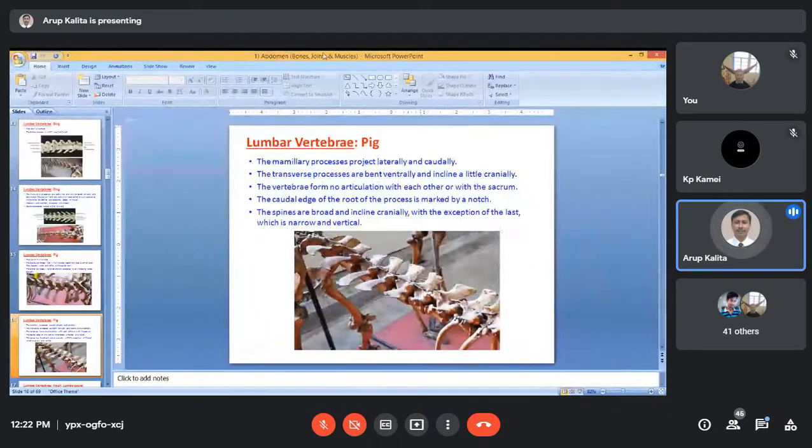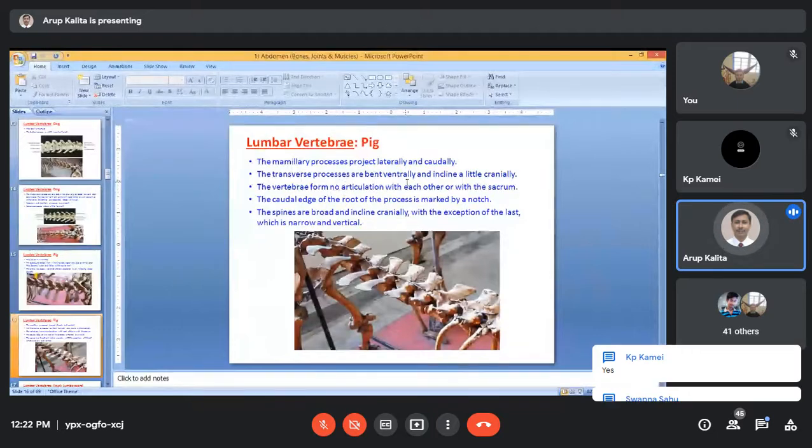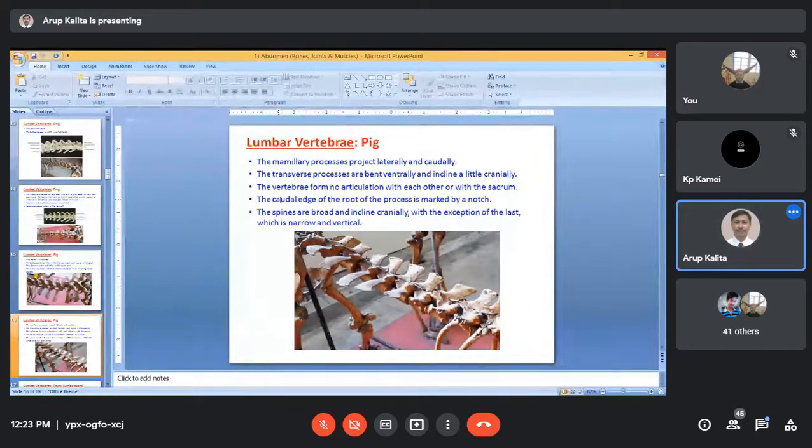The mammillary processes project laterally and caudally. The transverse processes are bent ventrally and incline a little cranially. This is the transverse process. The vertebrae form no articulation with each other or with the sacrum. The caudal edge of the root of the process is marked by a notch. The spines are broad and incline cranially with the exception of the last, which is narrow and vertical.